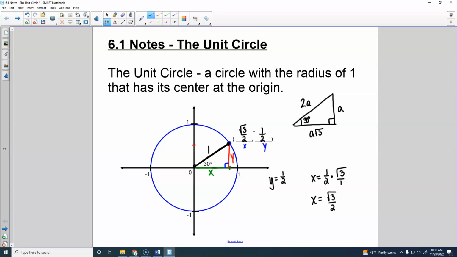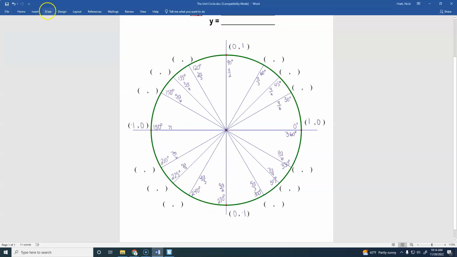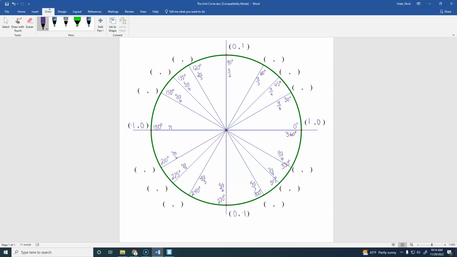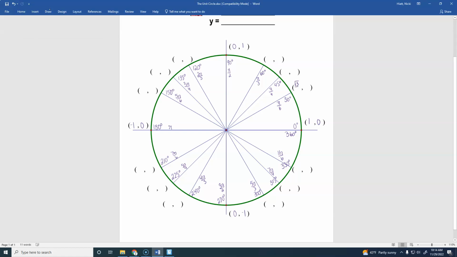It helps me here to think of the picture of this triangle when I'm trying to remember on my unit circle what values I have. If I picture drawing in that triangle, the x is longer than the y, right? Square root of 3 over 2 is bigger than the 1/2. So that helps me remember that square root of 3 over 2 goes here at 30 degrees. So let's transfer this to our unit circle. So right here, we're going to have square root of 3 over 2 and 1/2.